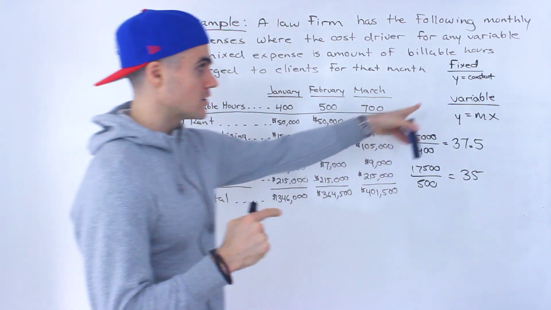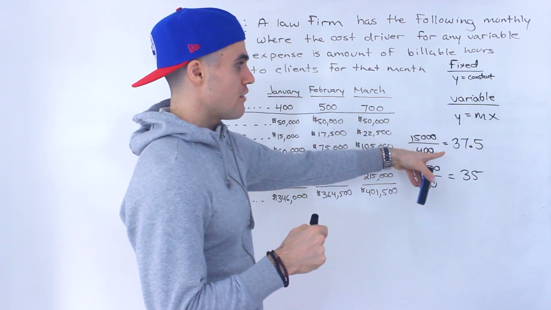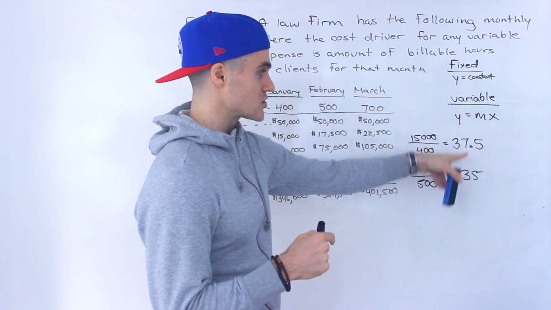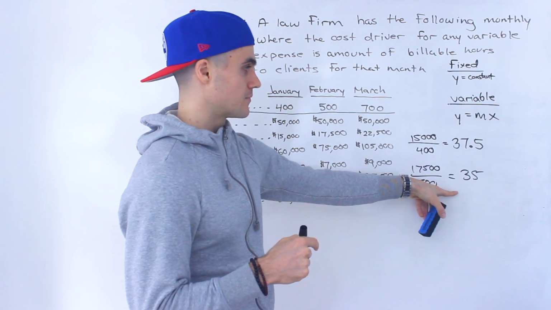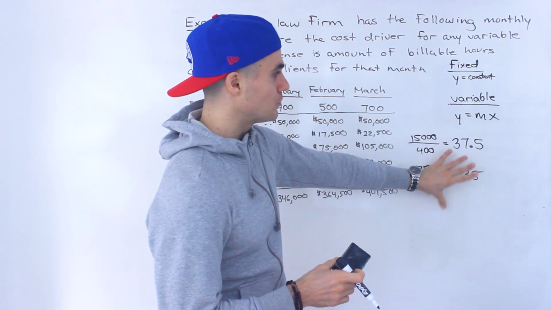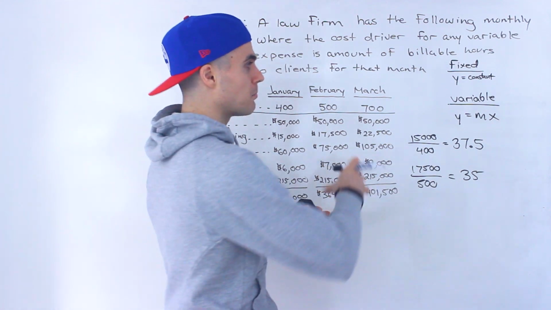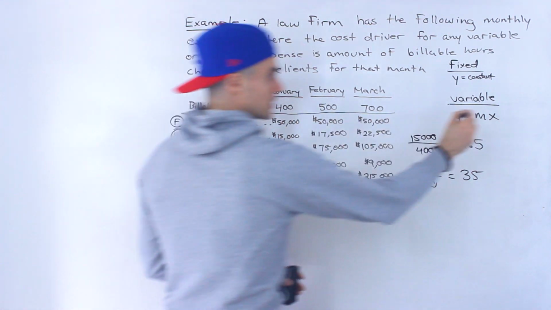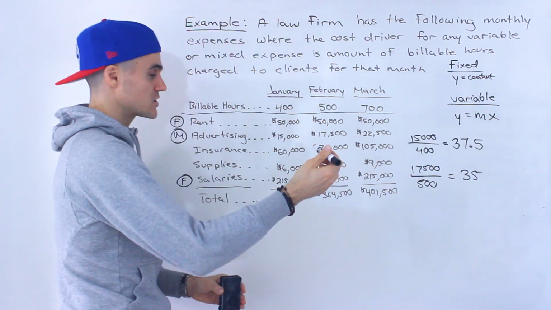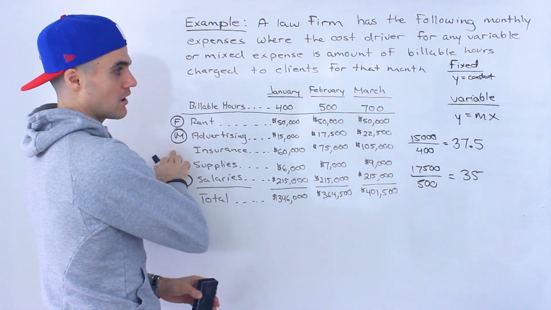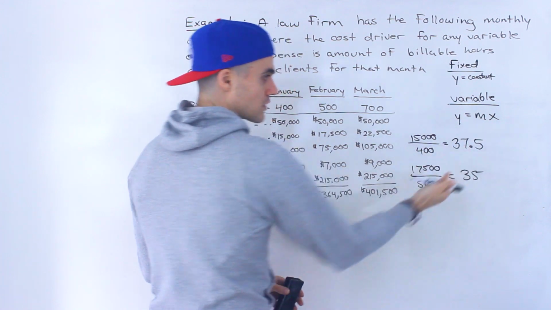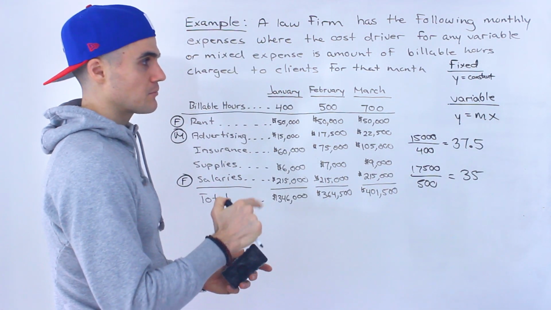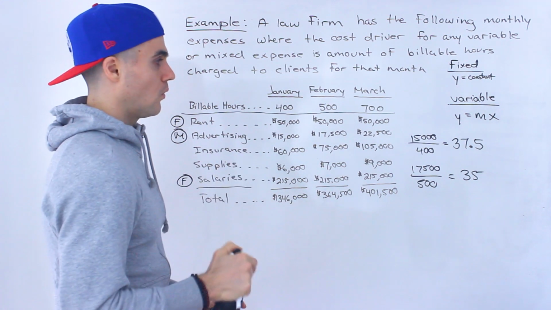Because if it was variable, then this calculation would just give you the slope, and the slope should stay constant. But because that slope didn't stay constant, there's another portion to this cost, a fixed portion, a plus b, which makes it a mixed cost because these values are not constant. So that's how you can tell quickly whether something is variable or mixed.